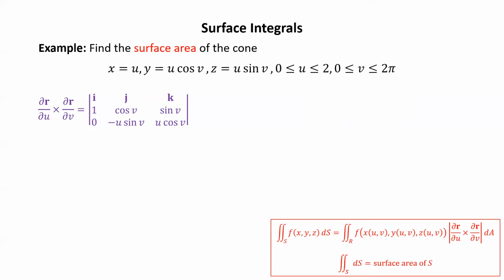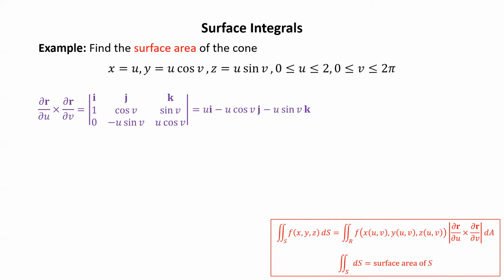For the third row there, we take the partial of r with respect to v. The partial of u with respect to v is just 0 because u is being treated as a constant with respect to v. The partial of u cosine v with respect to v is negative u sine v. And the partial of u sine v with respect to v is u cosine v.